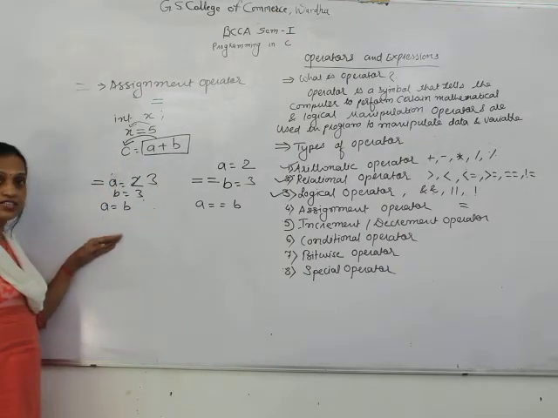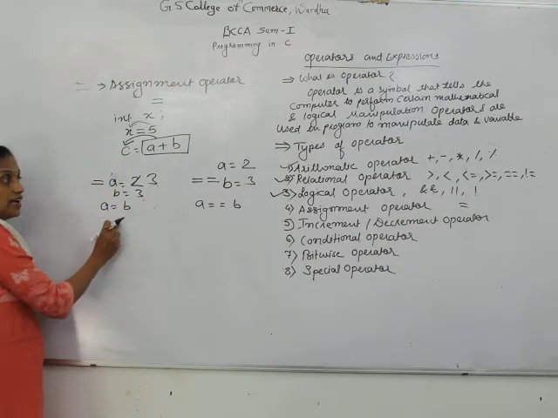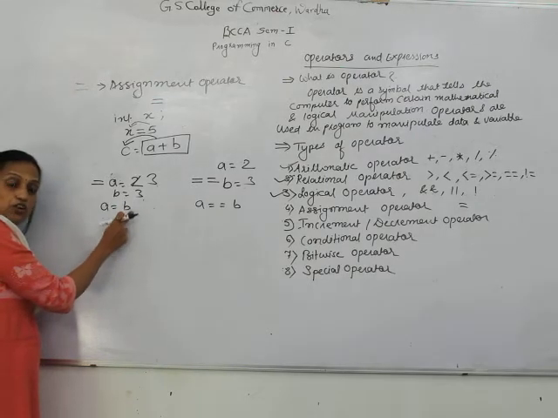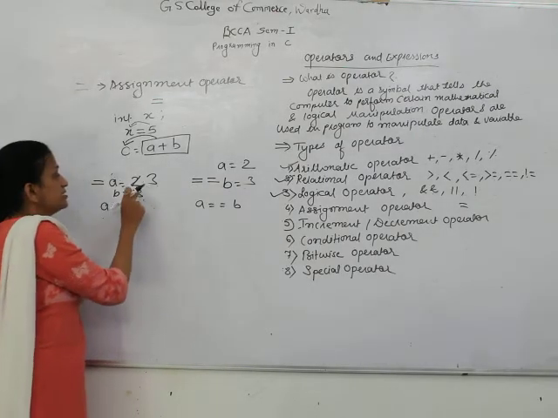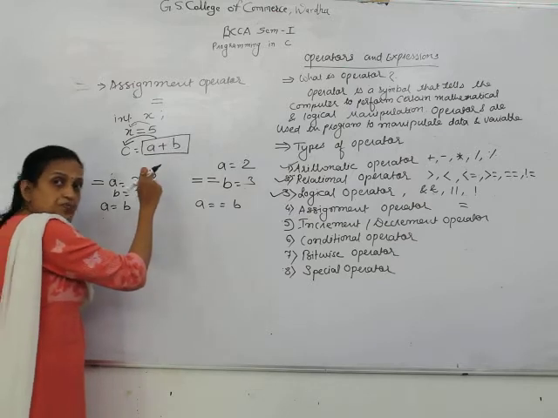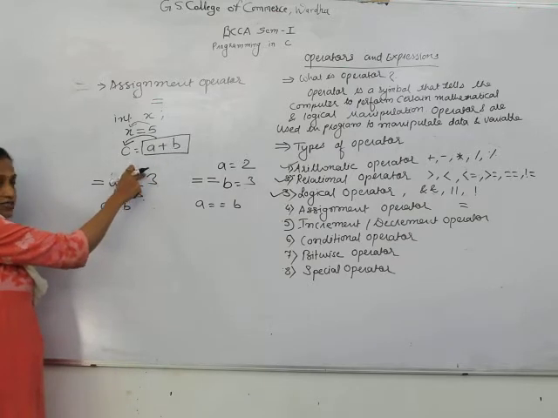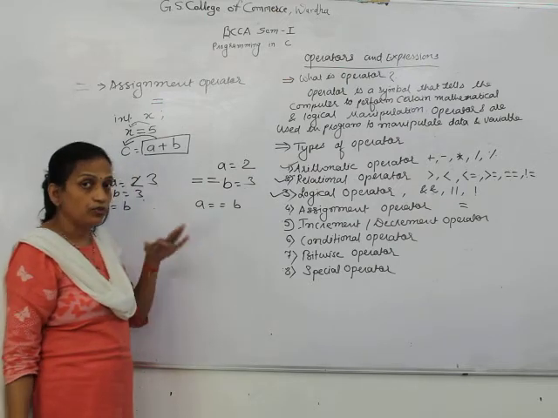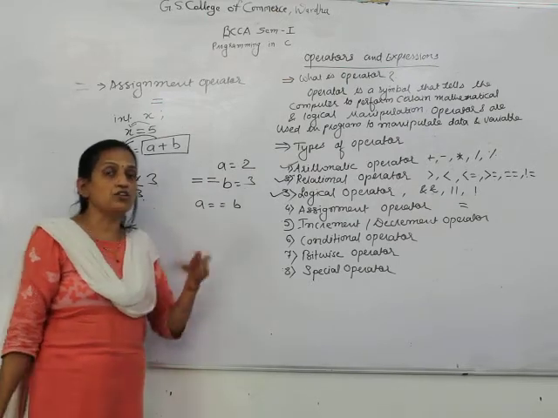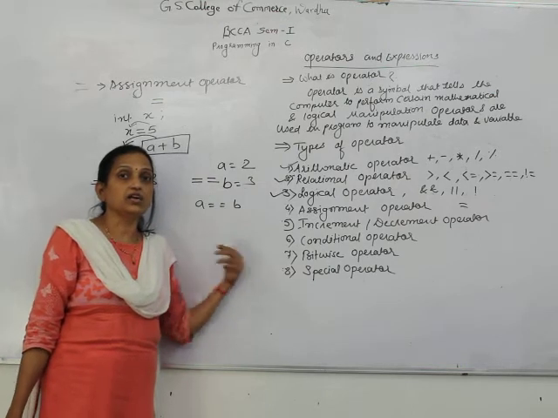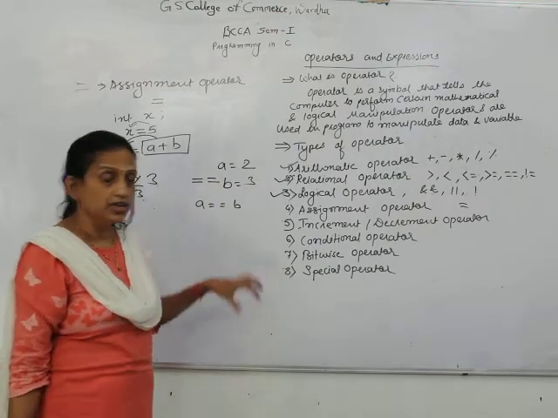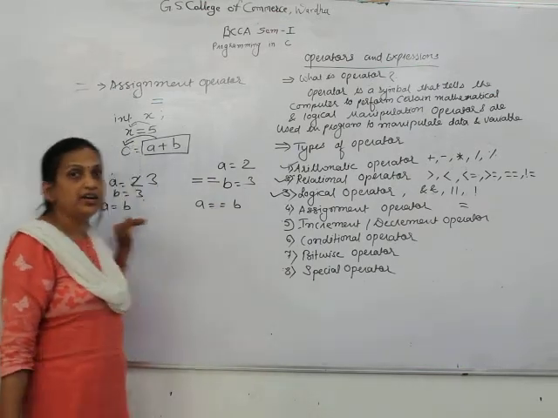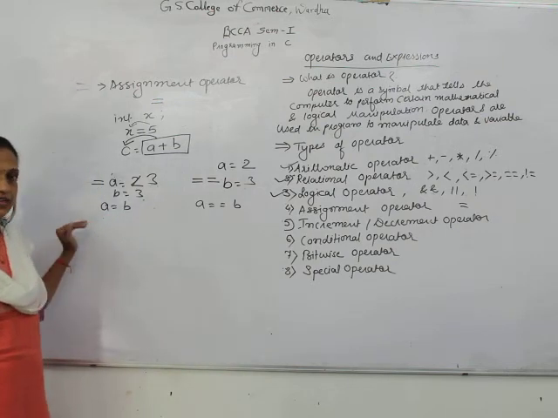But the value of this expression is that it will assign the value of B to A. That is 3 will be assigned to A. That is now A becomes 3. And in this case, we compare the value of A and B, whether they are equal or not. So this is the relational operator and this is assignment operator in C.